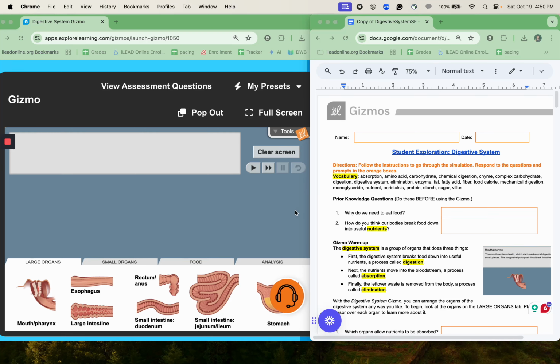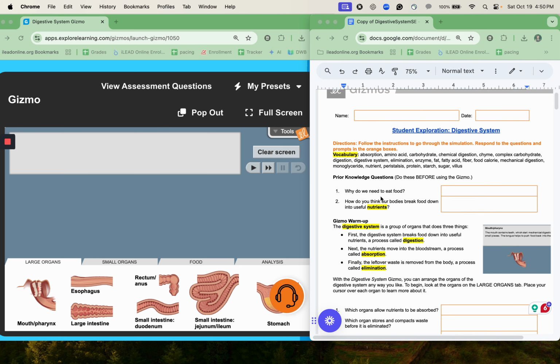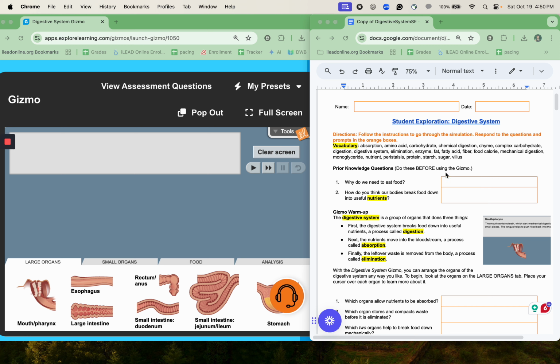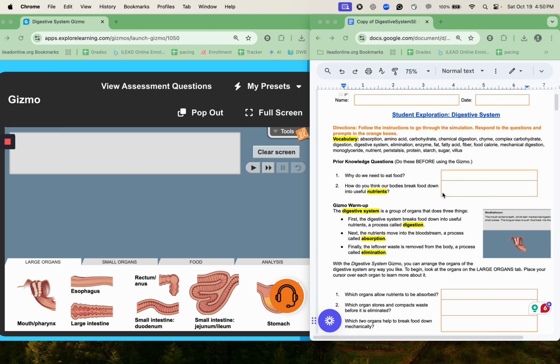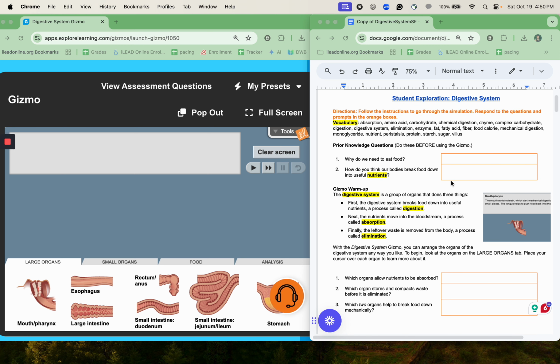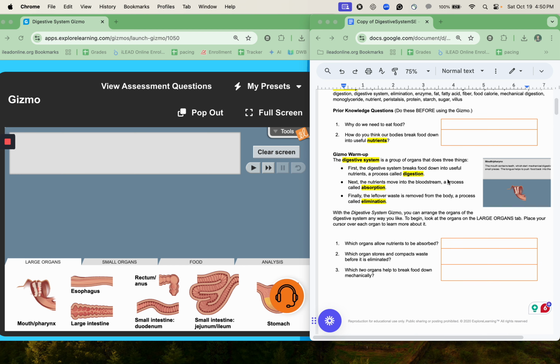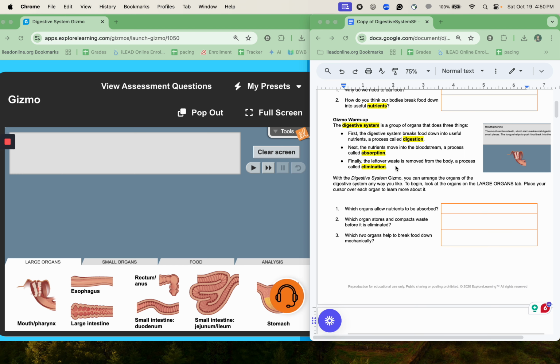I'm going to walk you through the digestive system Gizmo, and hopefully you will learn a lot through this activity. So these are some of the vocabulary words we're going to be learning. Prior knowledge questions: this is what do you think right now, before you've started? Okay, and then let's go ahead and look at the warm-up.